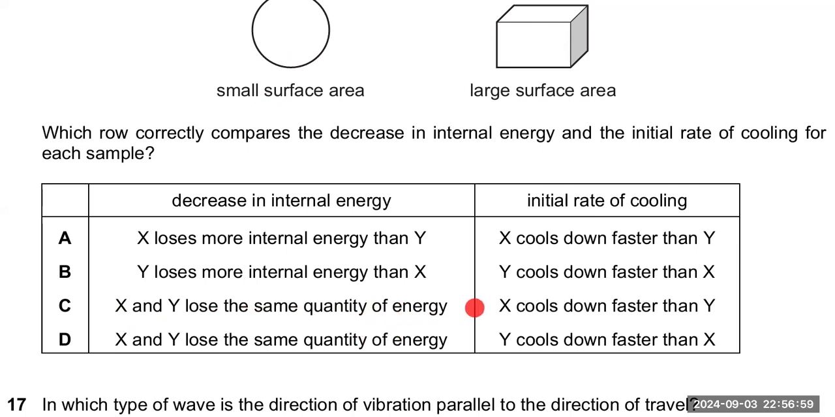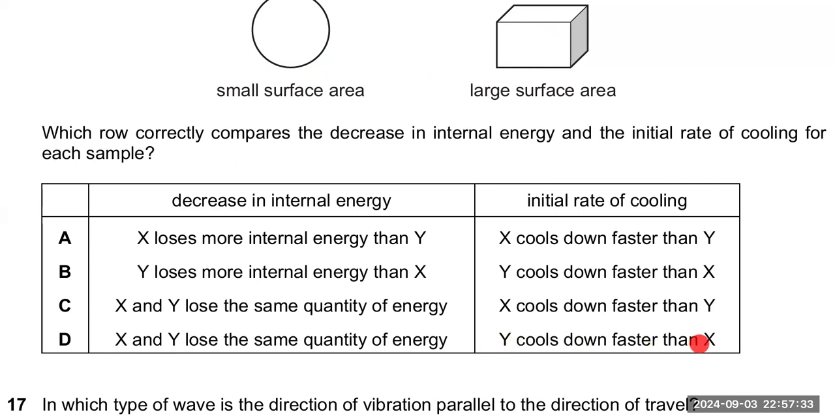You have to look at the other column. The statement is the initial rate of cooling. It means which object will cool first. So in that case, the material which has a larger surface area has more chance to emit radiation as compared to the smaller one. That is why object Y will cool faster as compared to X. So your option will be this one.